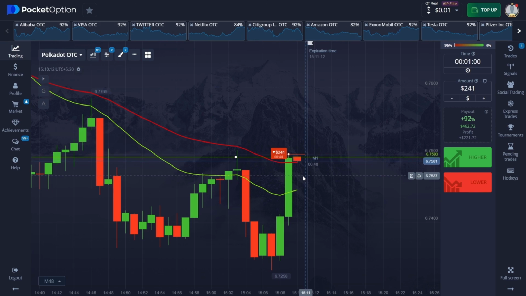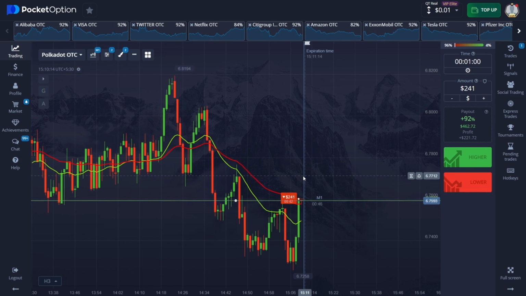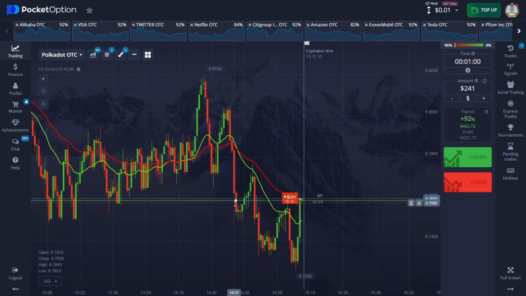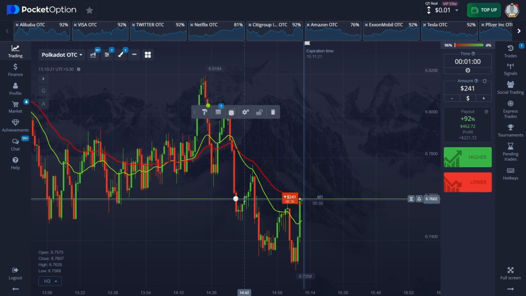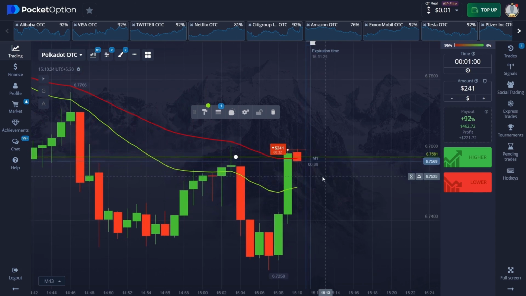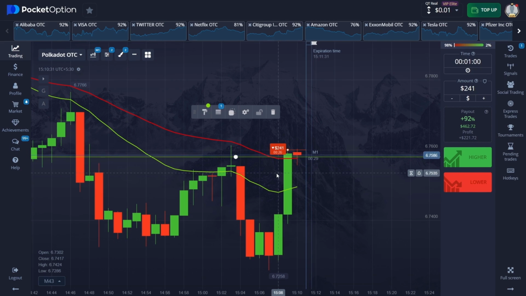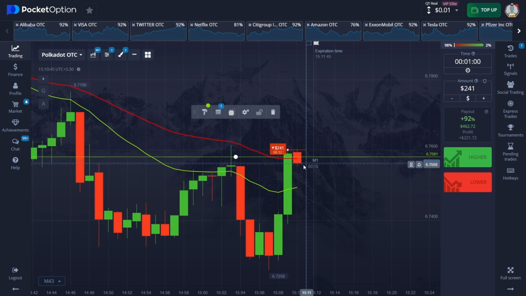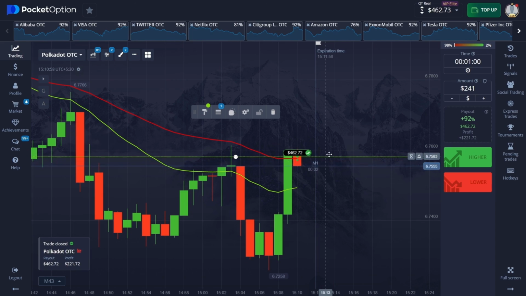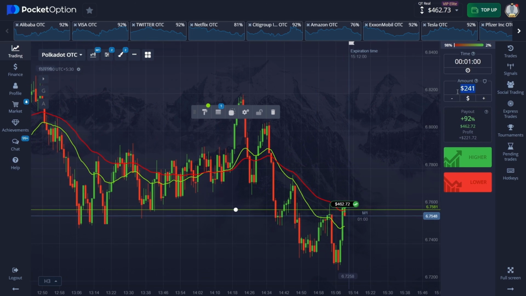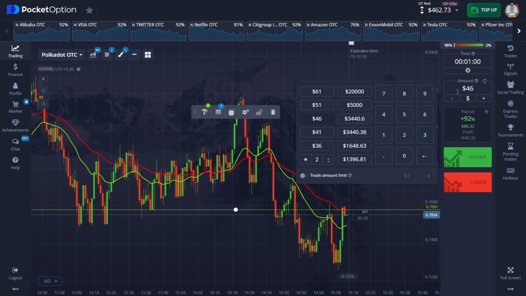Currently, the trade is in our favor, and we need this candle to be red to win. With 30 to 40 seconds left, the trade is looking good. It's reversing exactly from the moving average. With only a few seconds left, it's a win. We won another trade. Our balance is now $462 from $10.